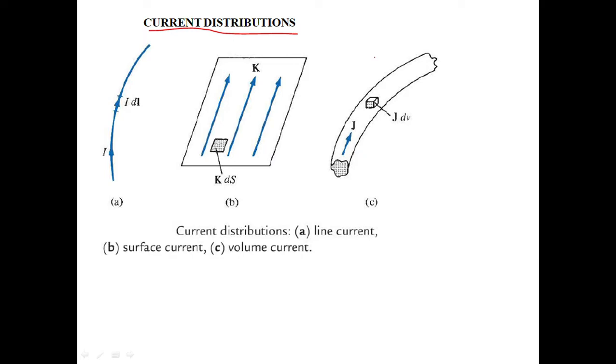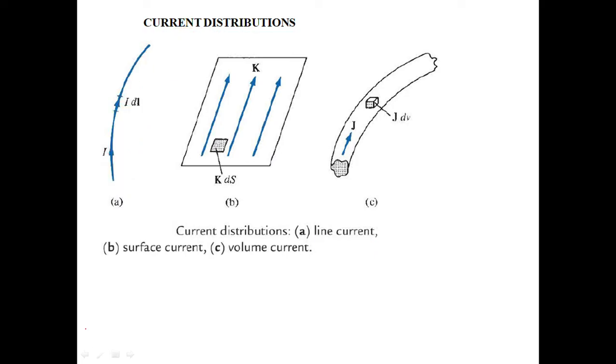So the first one is line current. It is shown here, line current distribution. You can take this as a wire where the current is flowing. This is how we represent line current distribution, I dl, like how we saw in Biot-Savart's law.